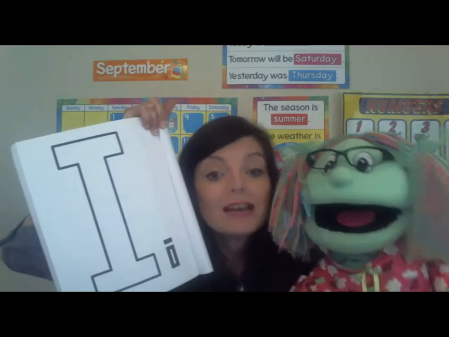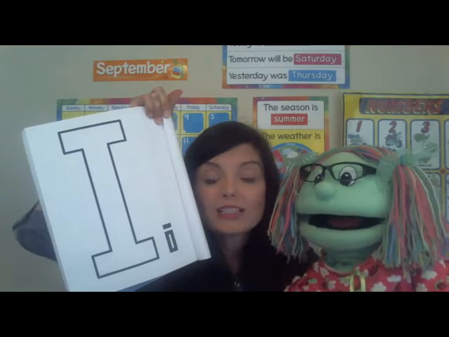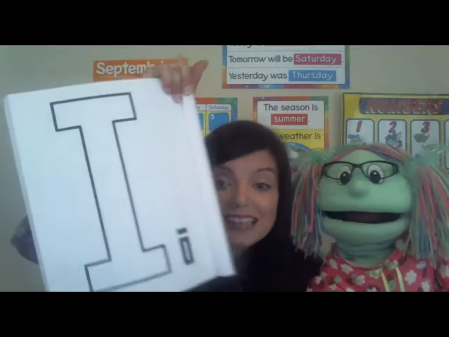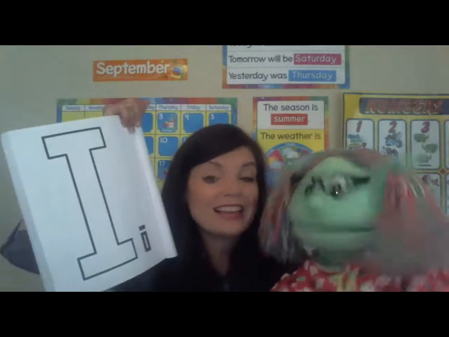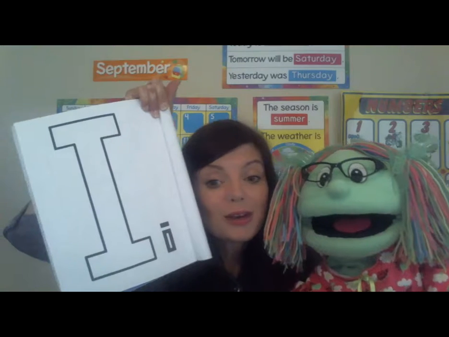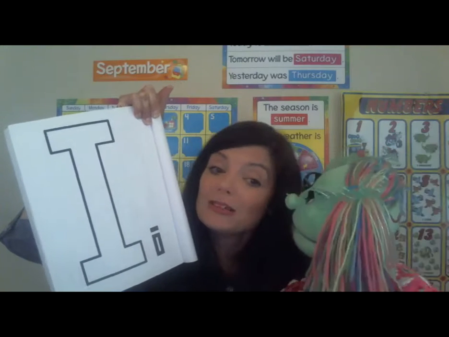The link will be below so you can print out the worksheet. You can put itchy dots all over the letter I. You can do that with a marker or with a Q-tip dipped in paint or a fingerprint. So that's something fun that you can do.